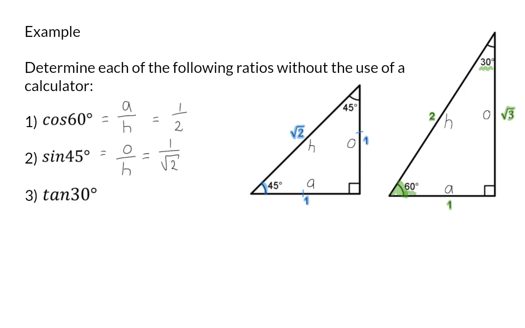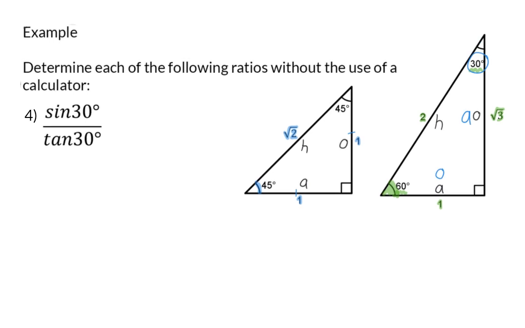For question 3, we now need to look from the 30 degrees perspective, which means the opposite and adjacent sides will now be swapped around. The tan ratio will always be your opposite over adjacent sides, and for the 30 degree, that will be 1 over the square root of 3.